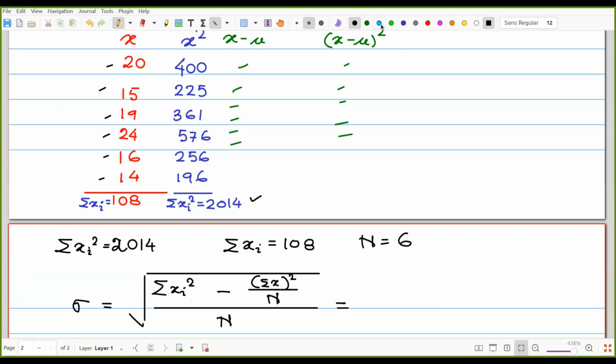So now it is the square root of, at first write down the summation of xi square, that means 2014.